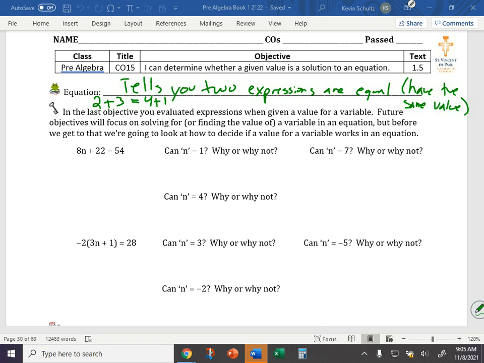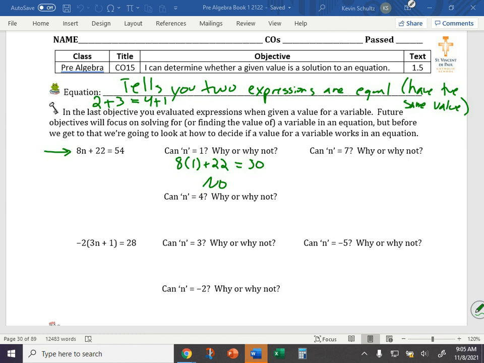So, given the equation 8n plus 22 equals 54, can n equal 1? Why or why not? Because if you did 8 times 1, it would just be 8, plus 22, right. If we plug in 1 for n, notice I kept everything else the same here. I just plugged in 1 for n. Is 8 times 1 plus 22 equal to 54? No. 8 times 1 plus 22 is equal to 30. Therefore, can n equal 1? No.